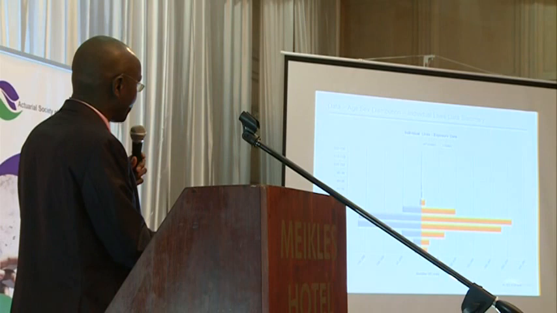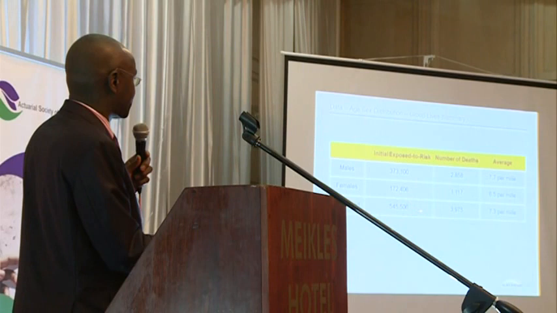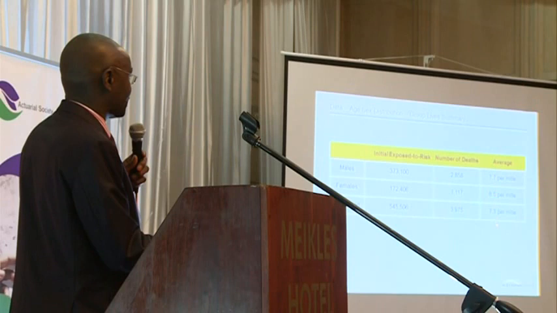Coming here for the group lives, 549,000 basically individual lives within those groups, and the number of deaths are there. Again, you can see the average death rates there. Now, if you combine them, you get an average rate of 7.3 per million.